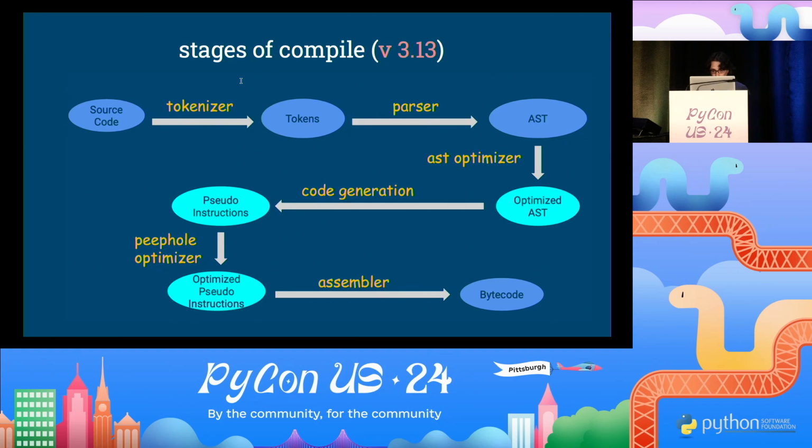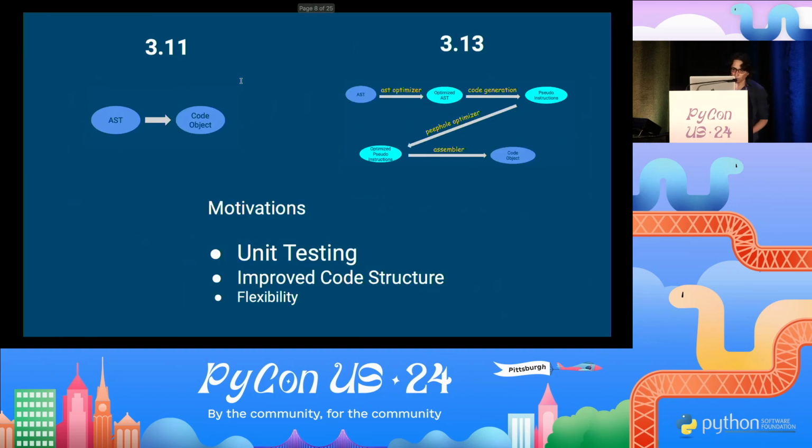That's what I'm going to describe. And so just remember that the bright blue are the new stages, and the darker blue, those are things that already existed for a long time. So what was the motivation for this? In Python 3.11, we have these two stages. In 3.13, we have this refined pipeline. In 3.12, it's somewhere in between. It was kind of work in progress.